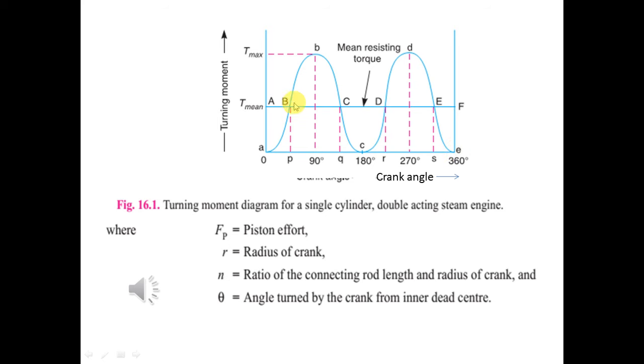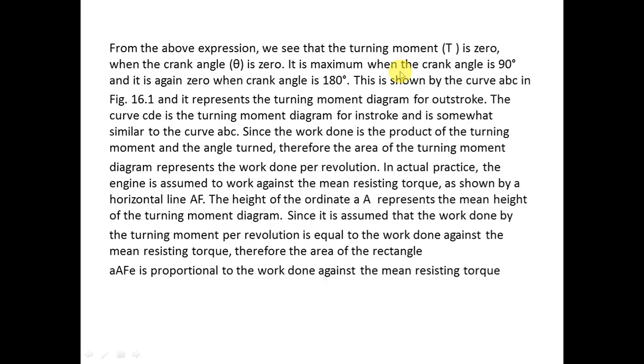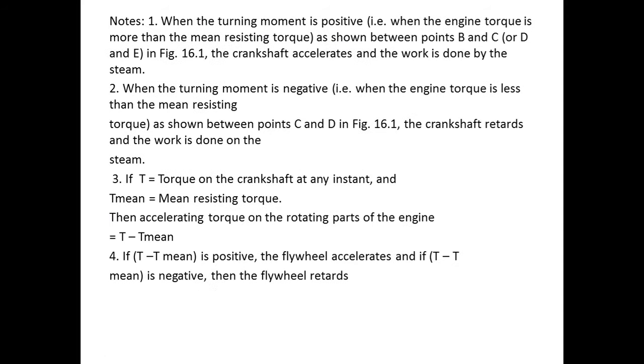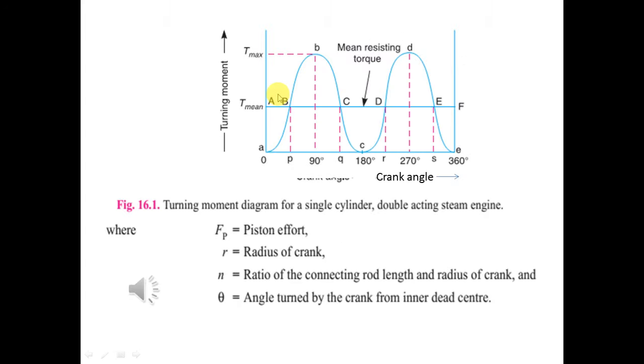Whereas the values above the mean resisting torque are addition of energy, so this is the excess energy. We'll be seeing this explanation in a moment. When the turning moment is positive, that is when the engine torque is more than the mean resisting torque, the crankshaft accelerates and the work is done by the steam. So this represents addition of energy. This represents the subtraction of energy. This is a negative loop, that is below the mean torque line.